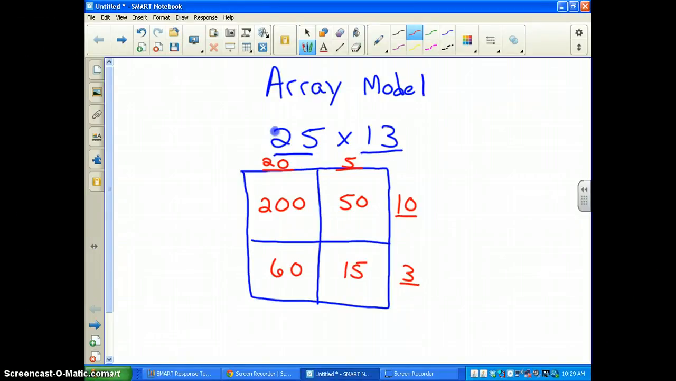Okay. Now what we're going to do is add it all up. So we have 200, 50, 60, and 15. That gives us 0 plus 0 plus 0 is 0, then 5. 5 plus 6 plus 1 is 12. Carry that one. And 325 is our answer. So that's doing it with a 2 by 2 model.